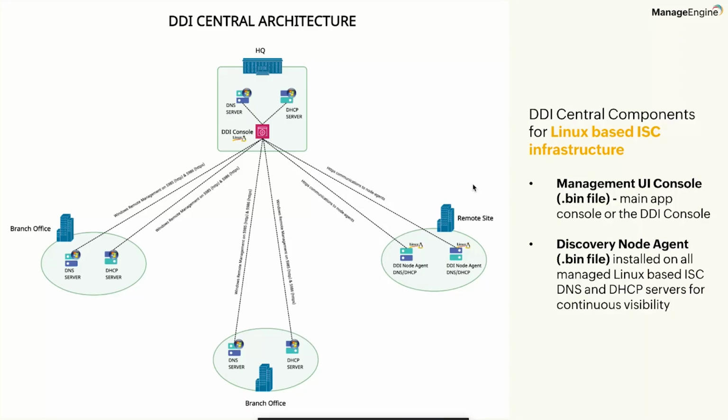We have DNS and DHCP server software built in with our installations. So even if you onboard any Linux based server, we'll be able to install the DNS and DHCP server software along with our management UI console and discovery node agent. So you need not worry about the DNS and DHCP server softwares. They come along with the DDI Central installations. All you have to do is onboard any Linux-based servers. That will do.